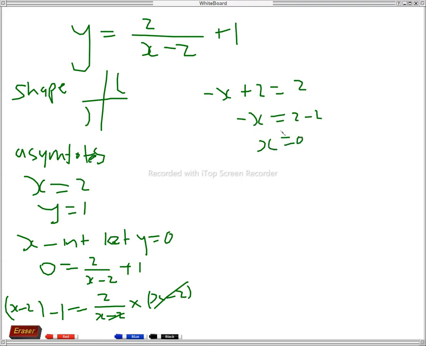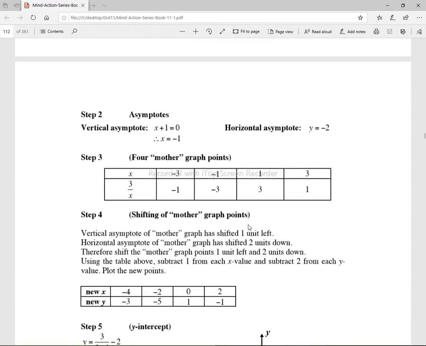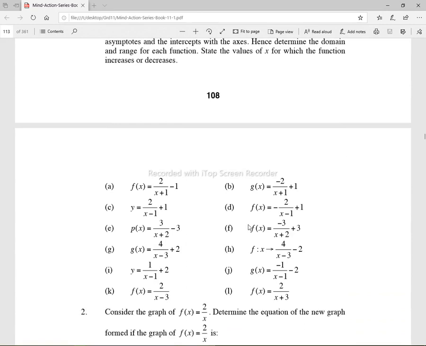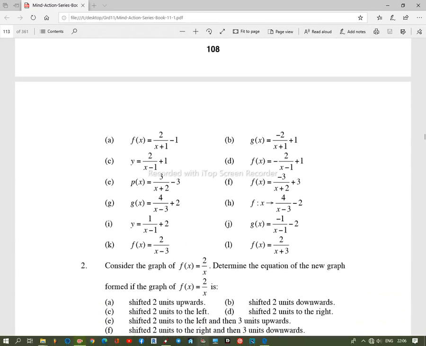This is not the best example, guys. Everything is on the origin. Let me just check for a better question. This is not a good question, guys. I'm sorry about that. Okay, I will just take number A here. Let me take A.